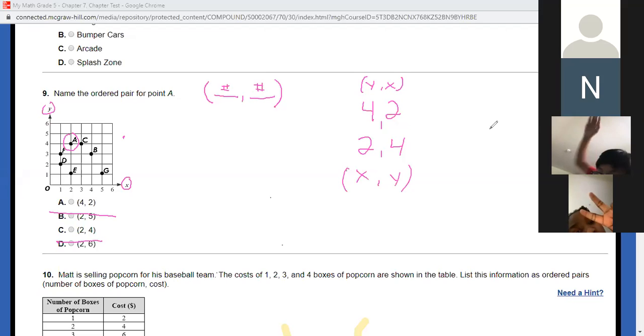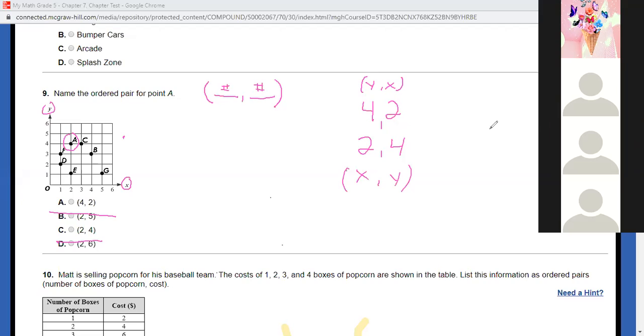Draven, what do you think? 4, 2. All right, Draven thinks 4, 2. Damaya thinks 4, 2. Butterfly Ice Cream Cone, what do you think? 4, 2. Wow, okay, we got a lot of people saying 4, 2. Interesting, guys. Okay, well, in that case, let me be the one to tell you, it is actually 2, 4. And let me explain why.